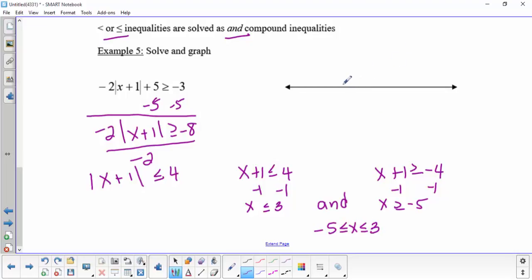So when we graph this on our number line, 0, 1, 2, 3, this time because our endpoints are included, I'm going to use closed circles, 1, 2, 3, 4, 5, and I'm going to shade everything in between those 2 points because our solution is everything closer.